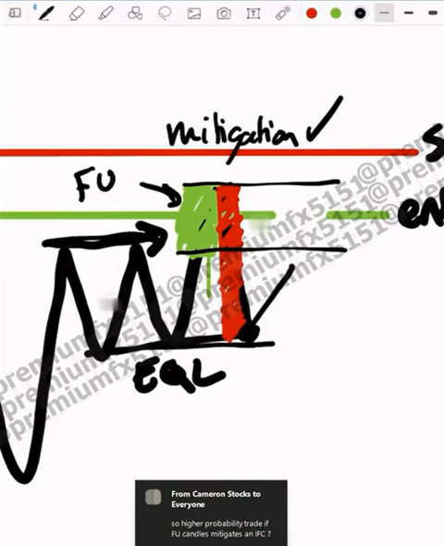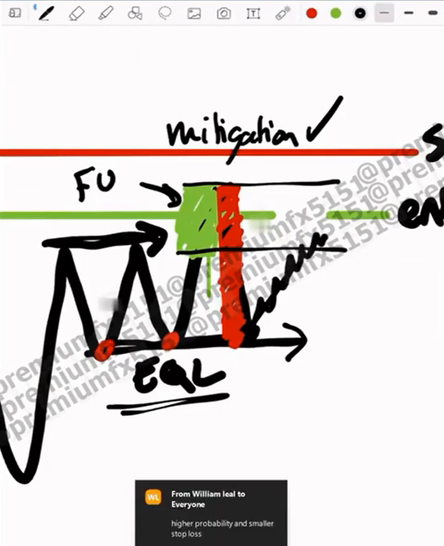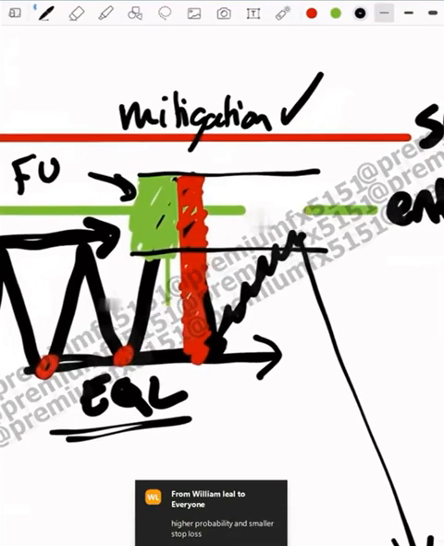So if price comes here and we have 1, 2, 3, what do we have now? We have equal lows which are formed over here, and that is a target for price. So that is one reason we can anticipate price to come down. If price comes up like this, mitigates the FU candle, and then continues down, that would be a nice setup.